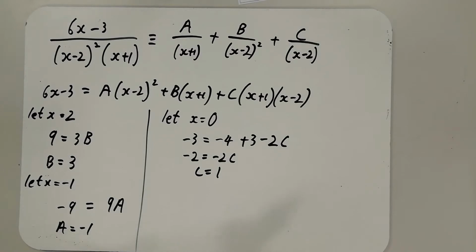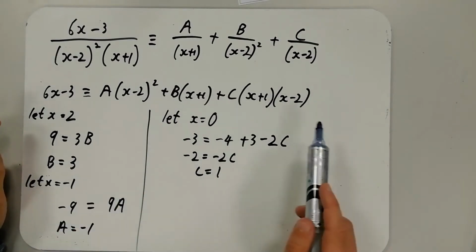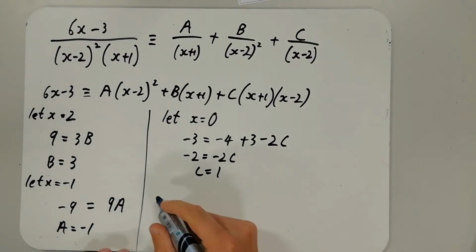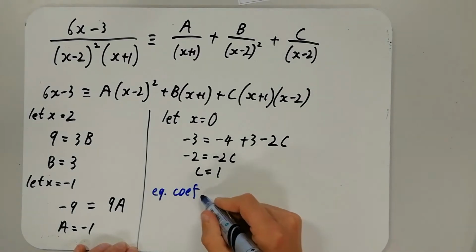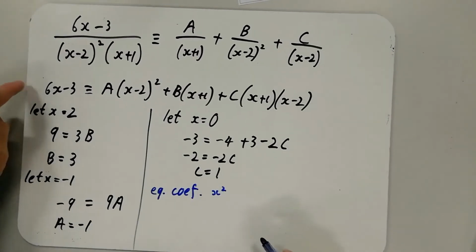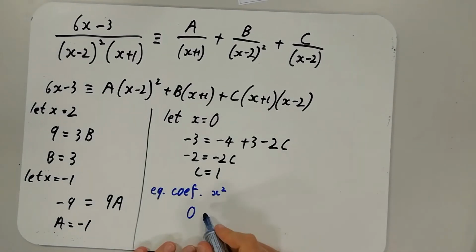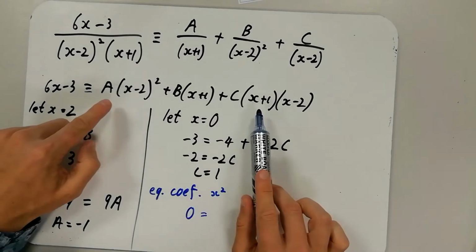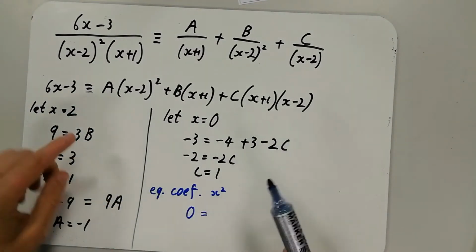I can equate coefficients. Like we said, this here is always equal to the right-hand side. So I must have the same number of x squareds on both sides. I have 0 x squareds here. Equate coef of x squared. I know that I have 0 x squareds on the left-hand side. On the right-hand side, there are only two terms which give me x squared. This is why I chose x squared rather than x.